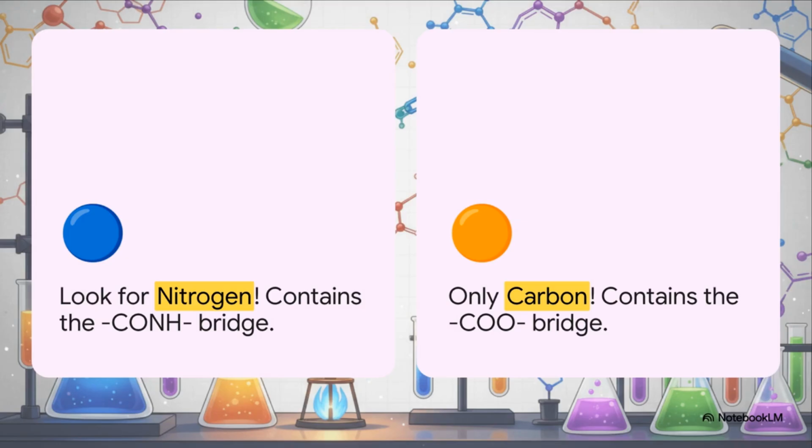Then, on the other hand, we have polyesters. Polyesters are formed from an acid and an alcohol, so their linkage is just COO. There is only carbon and oxygen, literally no nitrogen whatsoever. So, rule of thumb, nitrogen means polyamide. It really is that simple.